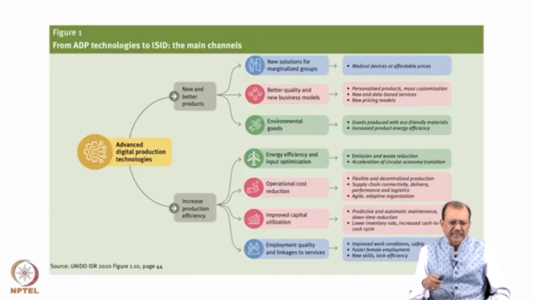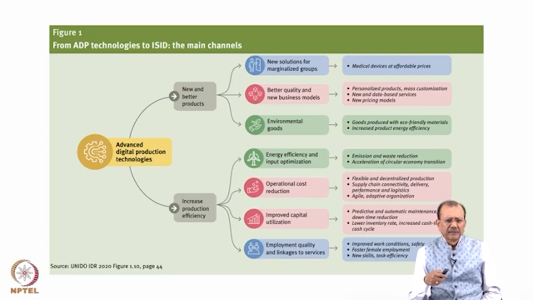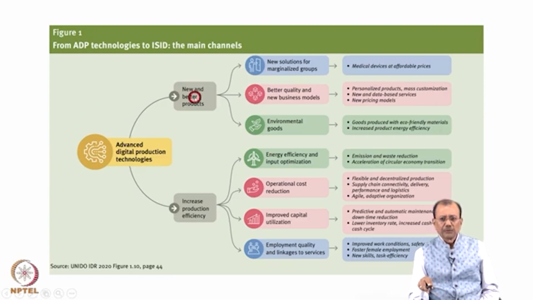So what the industry says, based on a study done by UNIDO, the United Nations body, is that advanced technologies have two kinds of outcomes. One is the increase in production efficiency, the other is new product development, which was not possible so easily earlier. You had to do a lot of engineering for that, but with the help of advanced digital technologies, we are able to improve the products, new solutions for margin, better quality, and new business models.